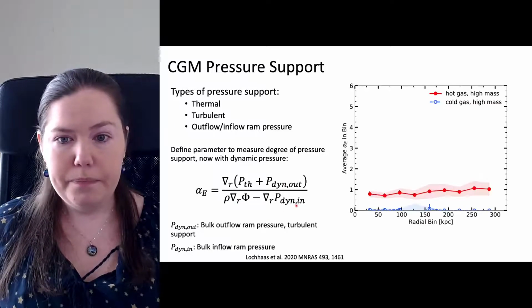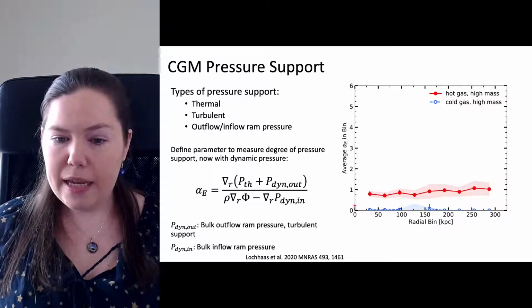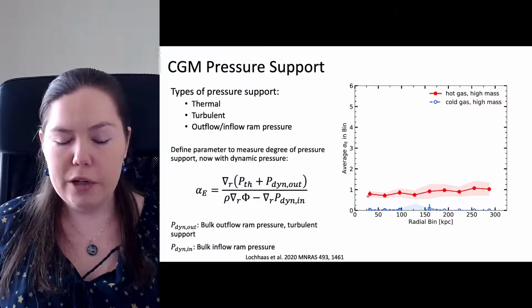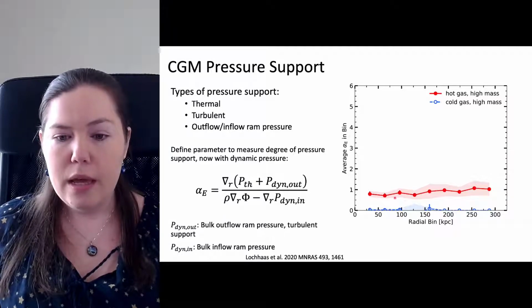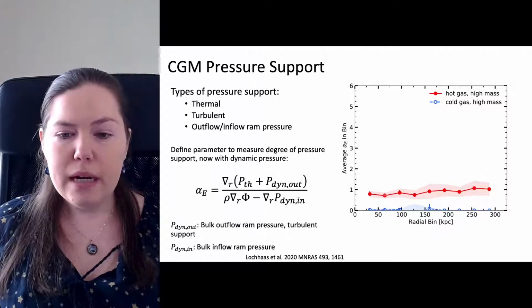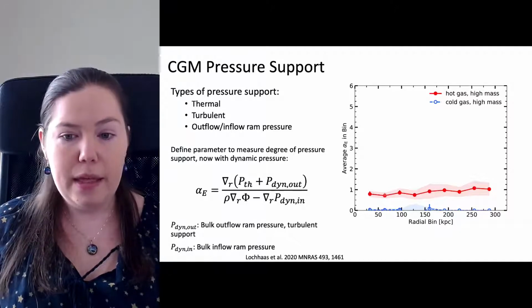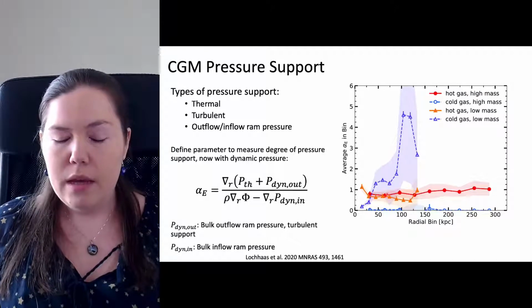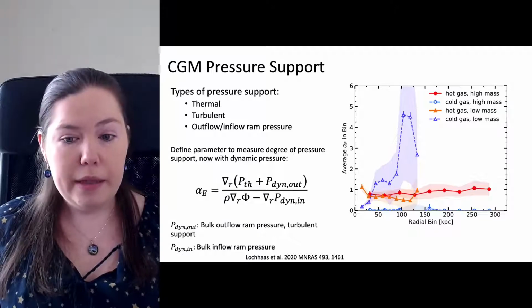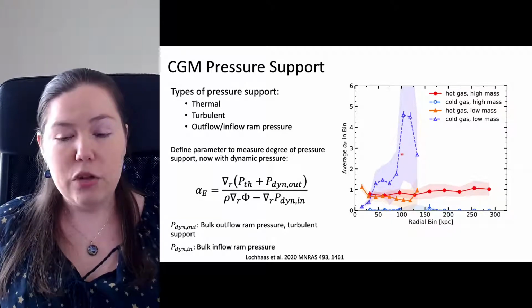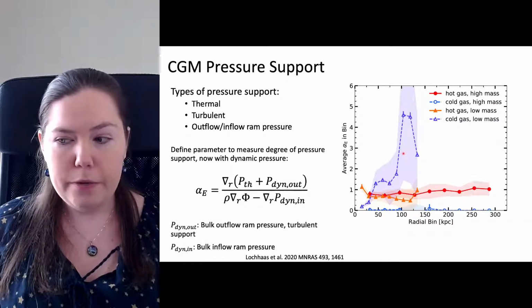Looking again at the high mass halo first, now we can see that even in the inner regions where before it was underpressurized when considering only thermal pressure, now throughout the entire halo, the gas is in pressure equilibrium, but it's not a hydrostatic equilibrium, it's a dynamic equilibrium because we are now including these dynamic pressure support terms. The low mass halo, however, is still a completely different story. The warm gas is closer to equilibrium, but the cold gas is now drastically overpressurized and is actually outflowing within this low mass halo.